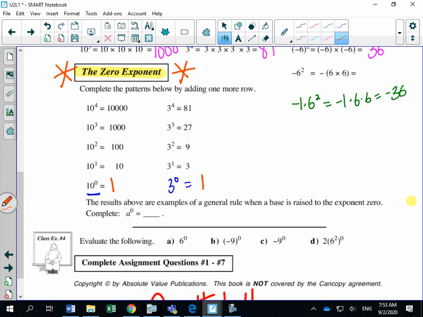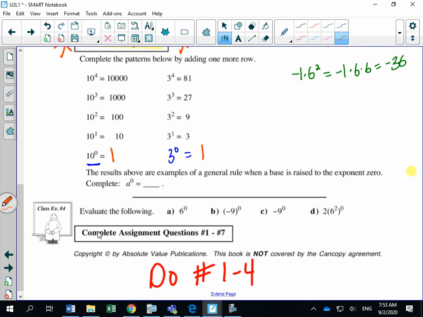Okay? So it says the results above are examples of a general rule when a base is raised to an exponent of 0. Complete the following. A to the power of 0. It doesn't matter what a is. Anything to the power of 0 is 1.